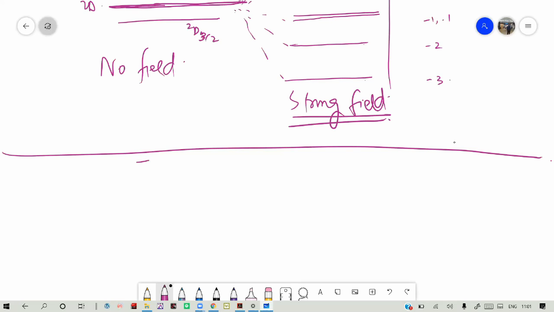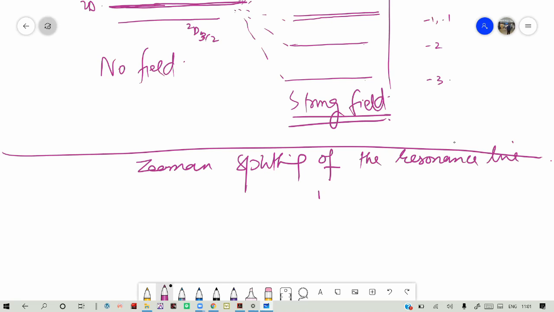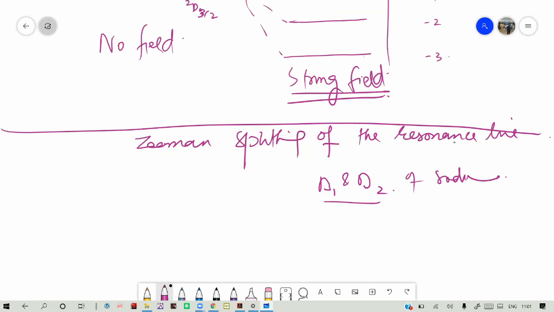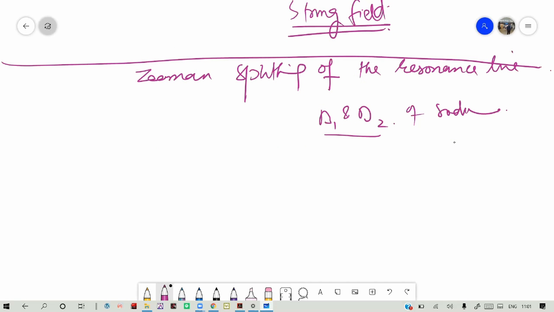Discuss the Zeeman splitting of the resonance lines, the D1 and D2 lines of sodium. What are the resonance lines? We have already defined a resonance line. These are those lines for which L remains the same, where L does not change, but J changes because of S. So we will consider these two lines.